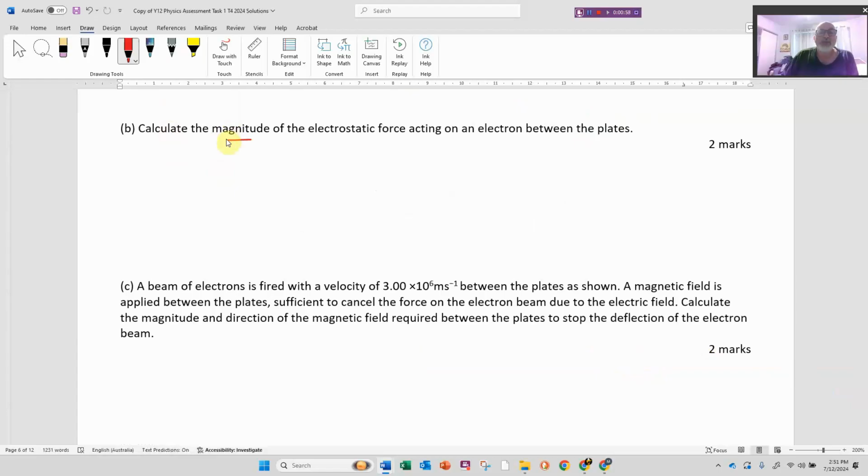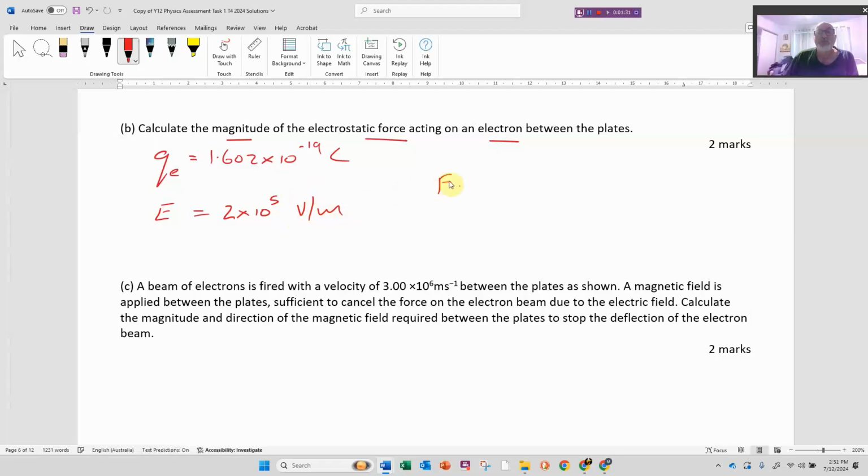Calculate the magnitude of the electrostatic force acting on an electron between the plates. So the electron, we need to know the charge on an electron, and that's equal to 1.602 by 10 to the negative 19 coulombs. We also know that the electric field from the previous question was 2 by 10 to the 5 volts per metre. Now, if you got the first part of that one wrong, but you utilised it properly here, you will get the marks.